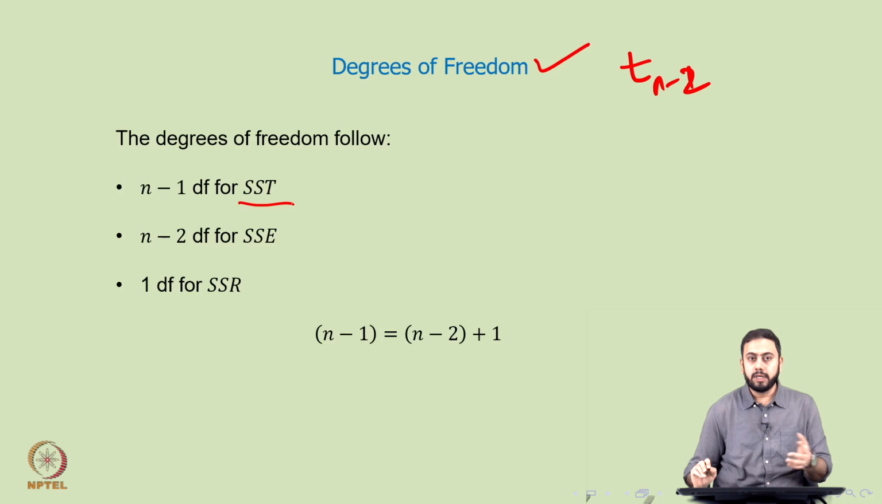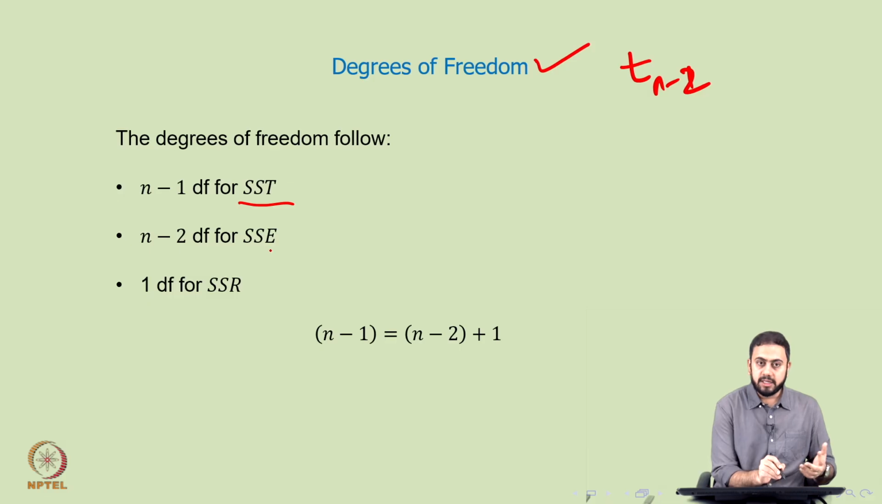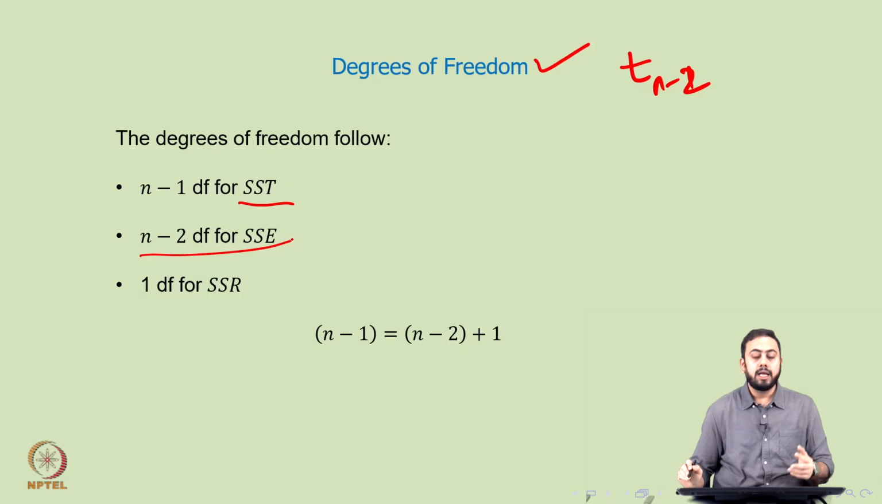So for the first component of the LHS, which gives you the total sum of squares, you have n minus 1 degrees of freedom. For the residual sum of squares or error sum of squares that you have in between the equation, you have n minus 2 as the degrees of freedom. And for the third component, which is the remainder, SSR or regression sum of squares, you have a single degree of freedom, or 1 degree of freedom.